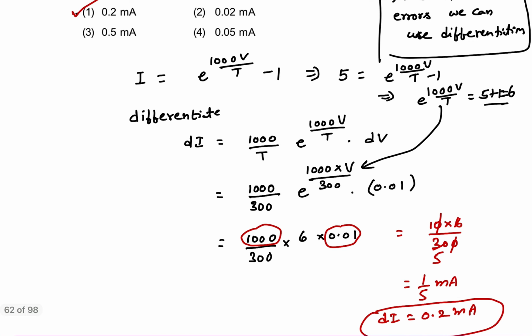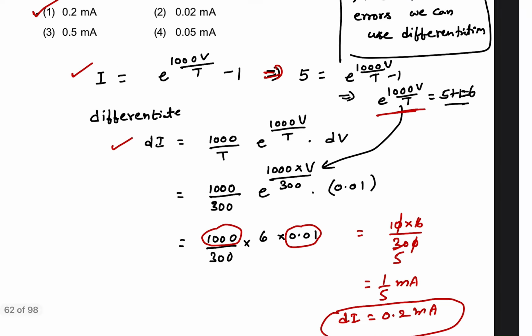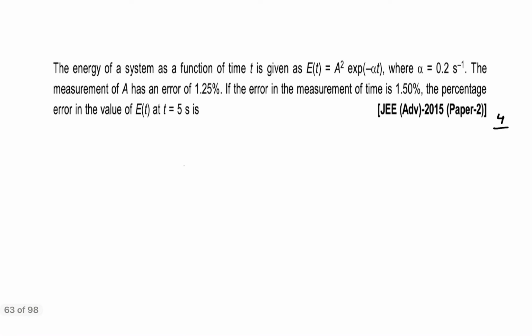Observe carefully how I calculated the error in I. So it is 0.2 milliampere. The first option is the correct option. Just go through this. First I wrote the I term and differentiated it. Substituting the T value is not even required. I calculated e to the power of 1000 V by T from the given data and substituted it there.